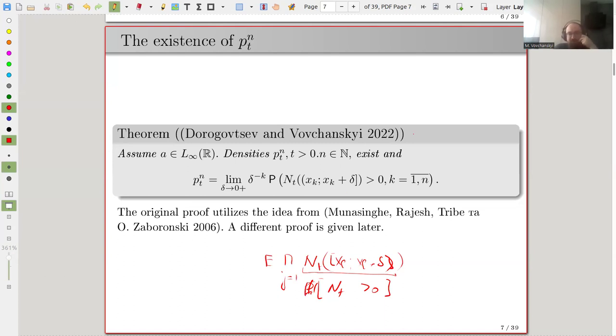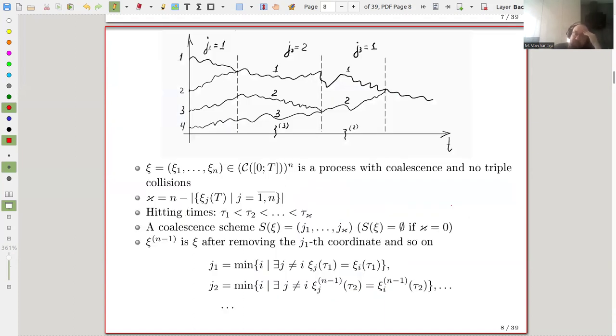The original proof from this paper uses the one idea of this paper plus some estimates, but today I will also discuss a different proof of this result. I will also need to define other objects, which are called point densities, that correspond to some coalescence scheme.